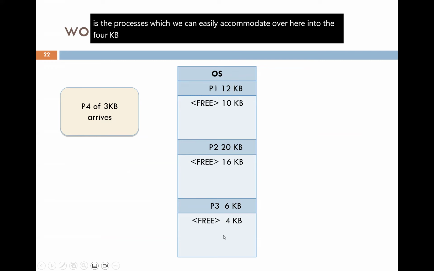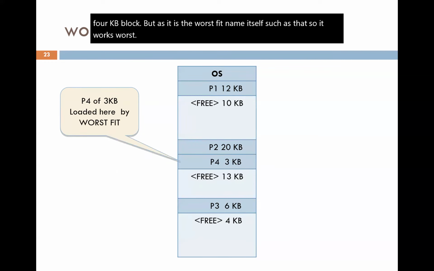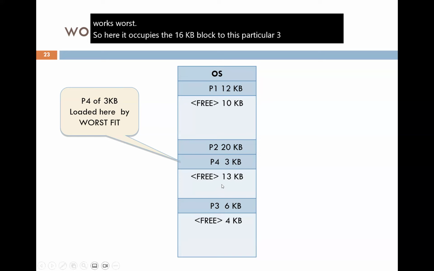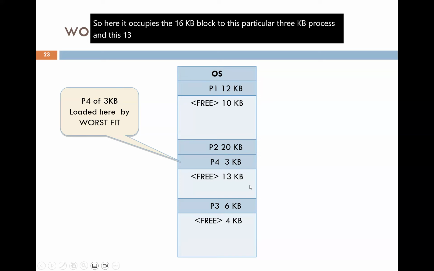But as it is worst fit, the name itself suggests that it works worst. So here it occupies the 16 KB block for this 3 KB process, and this 13 KB is internally fragmented for this process. We cannot use it, right?